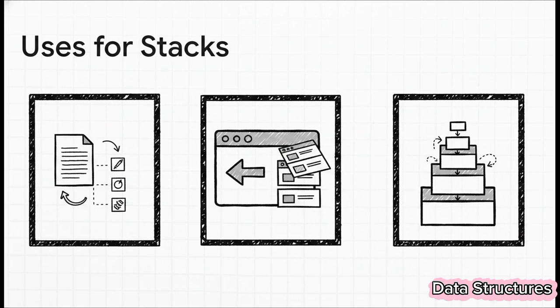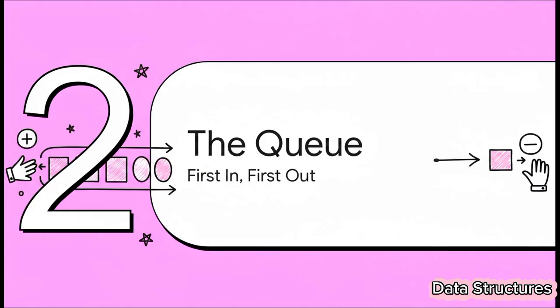And your web browser's back button, that's just popping the last website you visited off a stack of your browsing history. So the stack is all about last in, first out. But what if you need the opposite? You know, what if you need a system that's fair, with the first one to show up as the first one to get helped? Well, for that, we turn to our next structure, the queue.